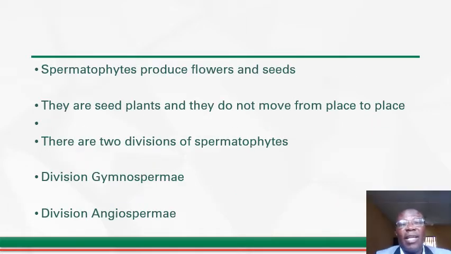The spermatophytes usually produce flowers and seed. They are seed plants, and they do not move from place to place. There are two divisions of this group of spermatophytes: the gymnosperm or gymnospermae, and the angiospermae.